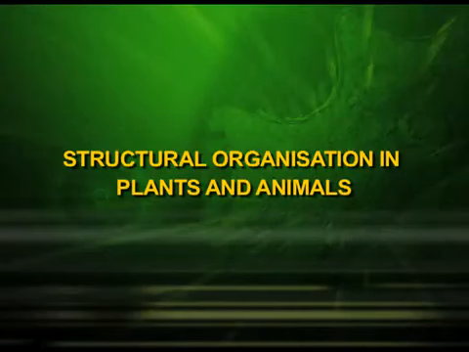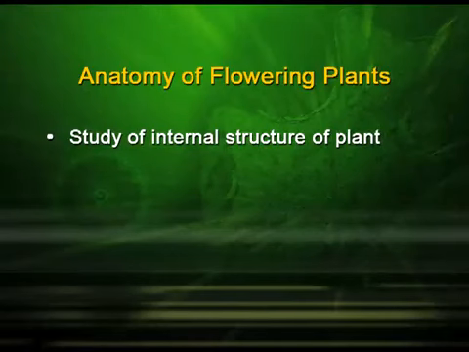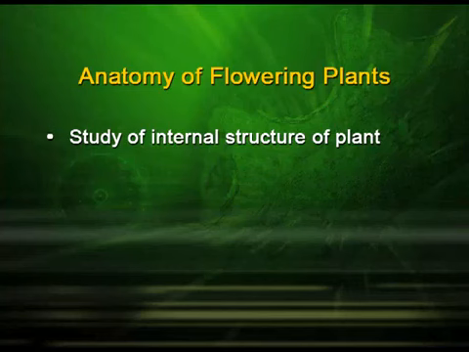Today we will be dealing with the unit Structural Organization in Plants and Animals, and the chapter for today is Anatomy of Flowering Plants. In the previous episode, we discussed the morphology of flowering plants. Morphology means the external structure. Anatomy is the internal structure, and we will be dealing with the internal structure of plants.